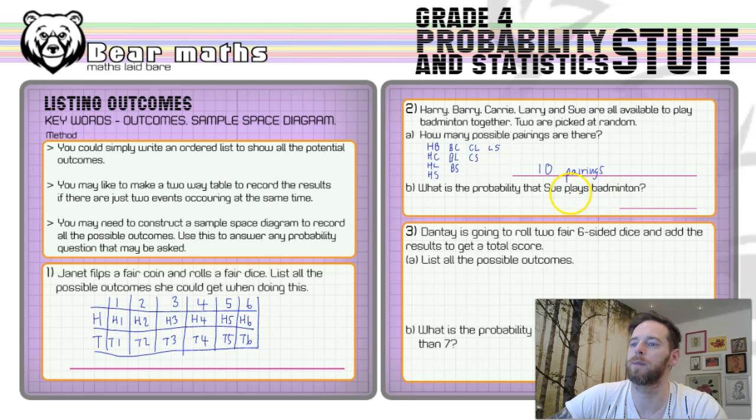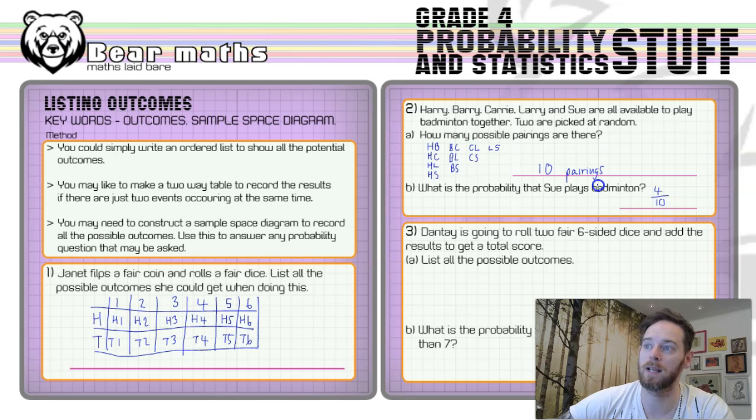Well, you've got to look at how many times Sue is in this list. Right, there's Sue, there's Sue, there's Sue, there's Sue. Sue's nowhere else. Okay, that Sue is there 4 times out of the total number of 10 that we've just found out, the 10 possible pairings there are. So the probability she plays is 4/10, 0.4, 2/5, 40%, whatever you want to write, but they are all equivalent. That's the easiest one to do.